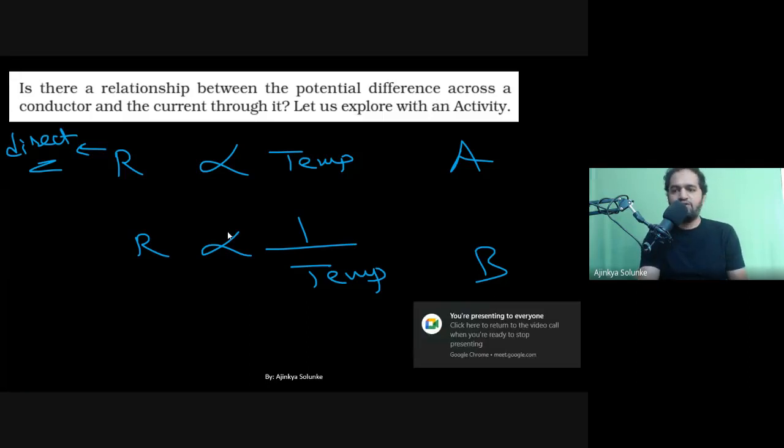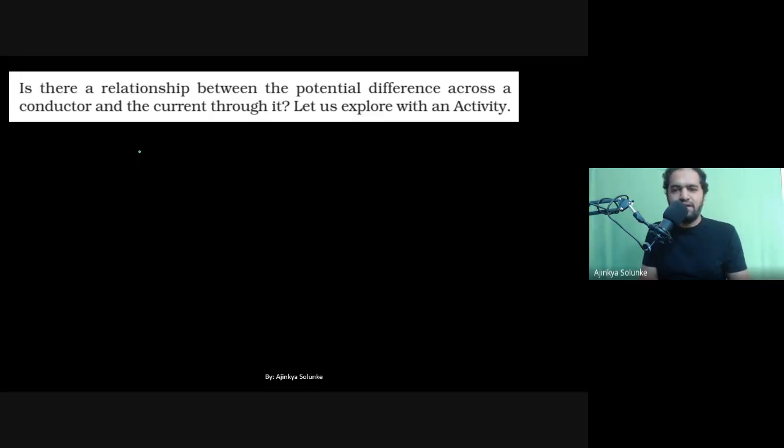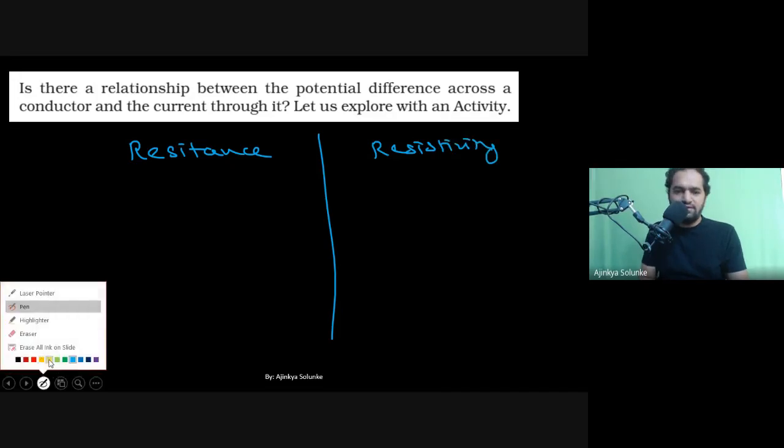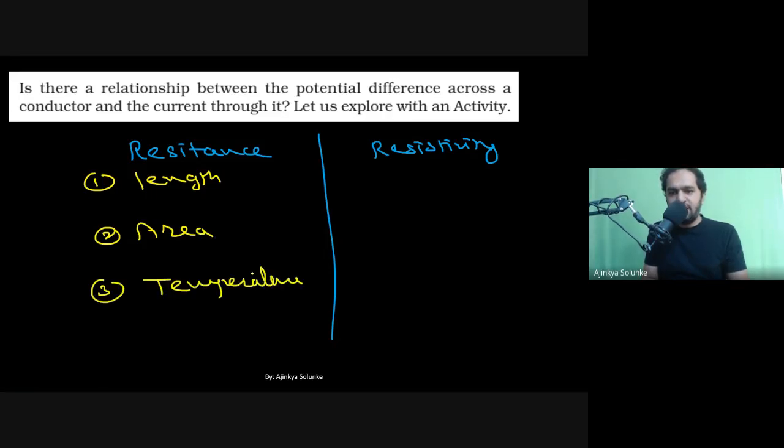Chalo. So we have talked about resistance and let's say resistivity and everything. So can we have one more thing in our plate? That is resistance. It depends on what, and resistivity depends on what. Okay. So resistance depends on. Can we just say first is length, area, temperature, and nature of the material.